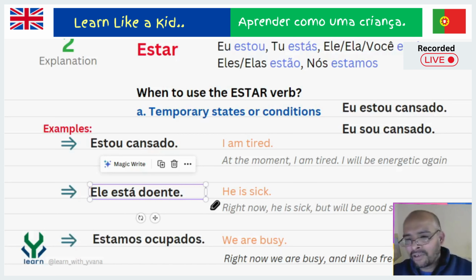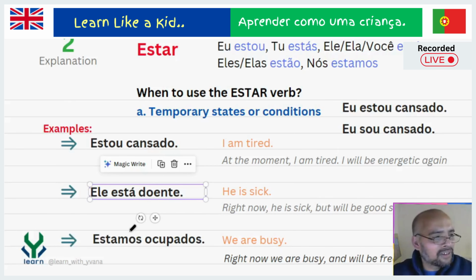And when we talk about your illness, if you are sick, then you use estou, the ESTAR verb. Or if you want to talk about others, you have to use the ESTAR verb: eu estou, tu estás, ele, você está, elas estão, and nós estamos. If you are sick, it is because you are sick right now, but immediately after you will be good. After some days, you will no more be sick. You will be great. You will be good.